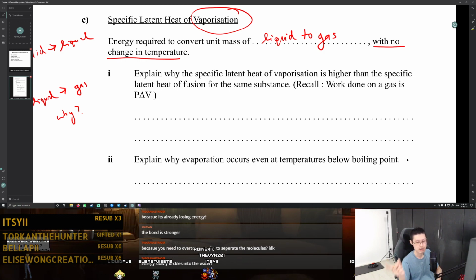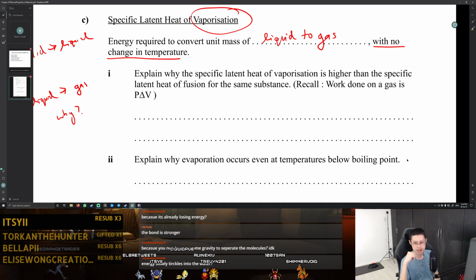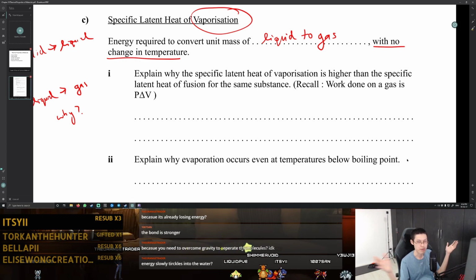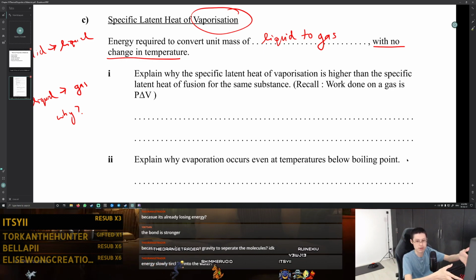Okay, if energy slowly trickles into the water, you would expect the temperature to go up, right? Suppose you put like a thermometer in the water. Would you expect the temperature to go up gradually over time? I don't think so, because it should have thermal equilibrium with the room. So if your room temperature is 25 degrees Celsius, your bucket of water is going to be 25 degrees Celsius as well.